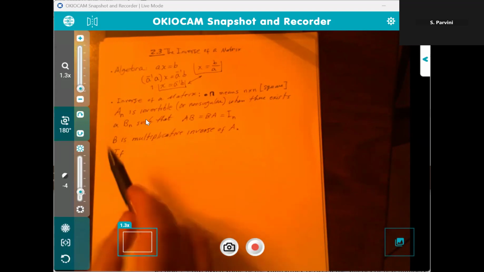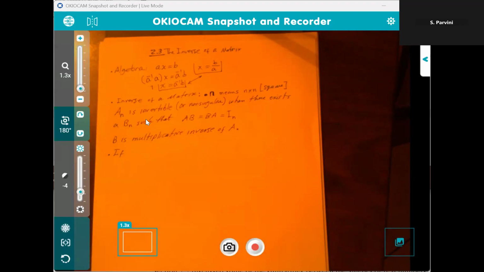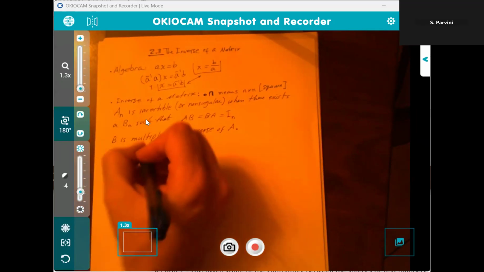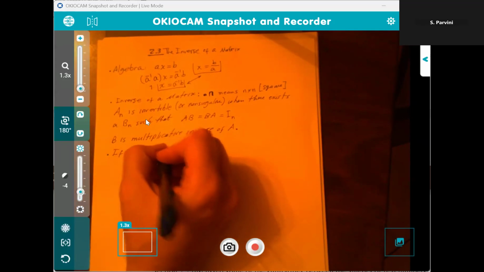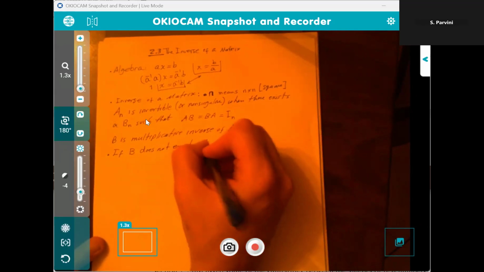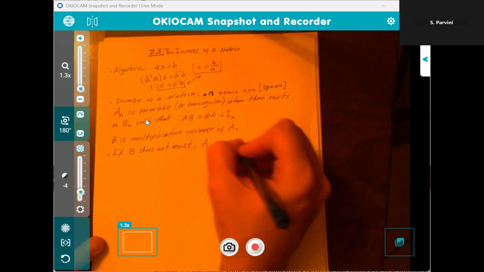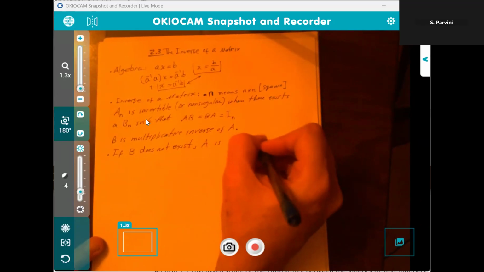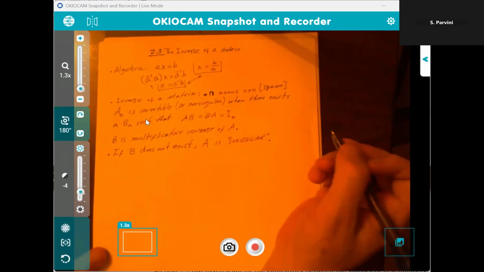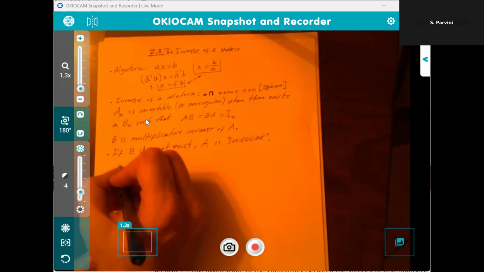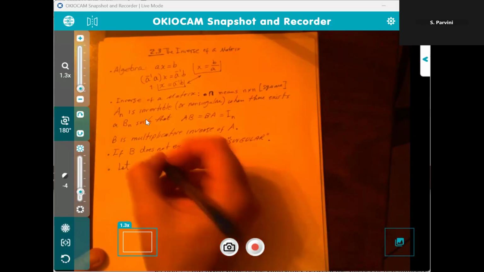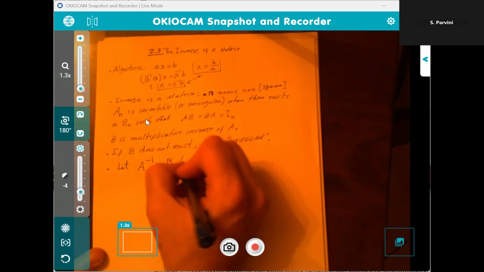All right. So again, B is called the multiplicative inverse of A. Now, if this matrix B does not exist, then in that case, we're going to say matrix A is singular. That's just another way of saying the inverse does not exist. Matrix A is singular.